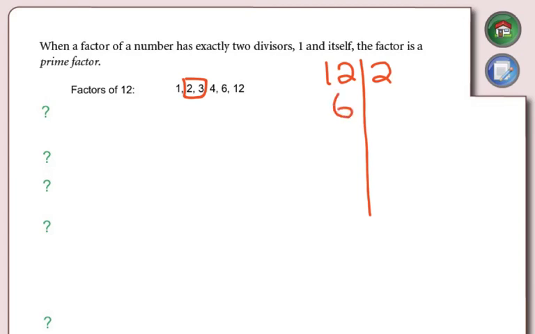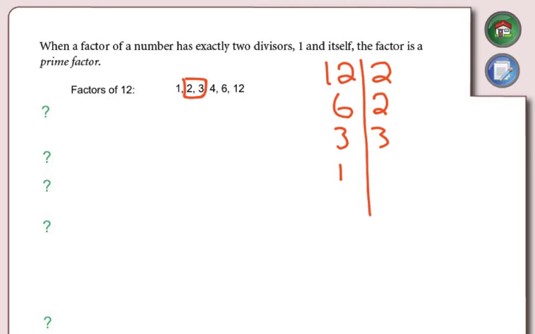We're going to repeat this process until we get down to 1. So now we're looking at 6. Can 6 be divided by 2? Yes. Gives us 3. Can we take 3 and divide it by 2? No. So now we're done with 2, we move on to the next prime number, that would be 3. Can we take 3 and divide it by 3? Yes, we can. It's 1. Now we've gotten to the end of our list.